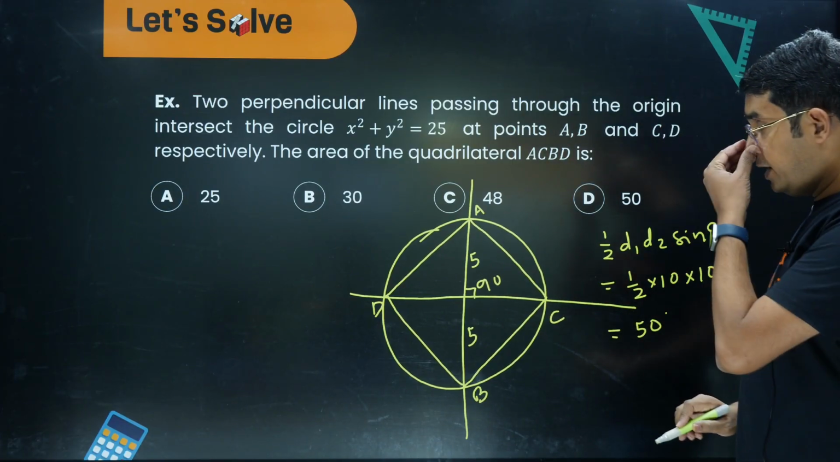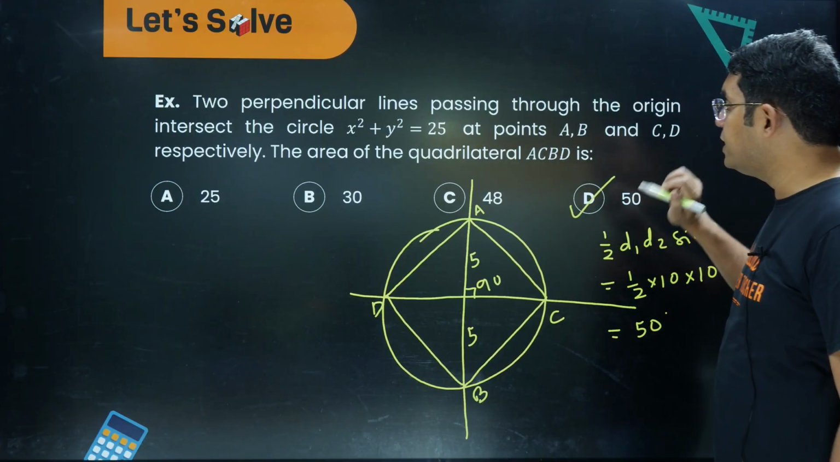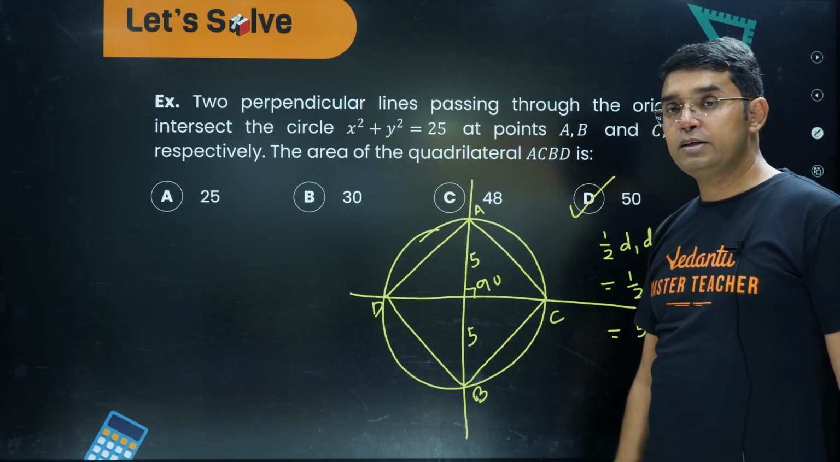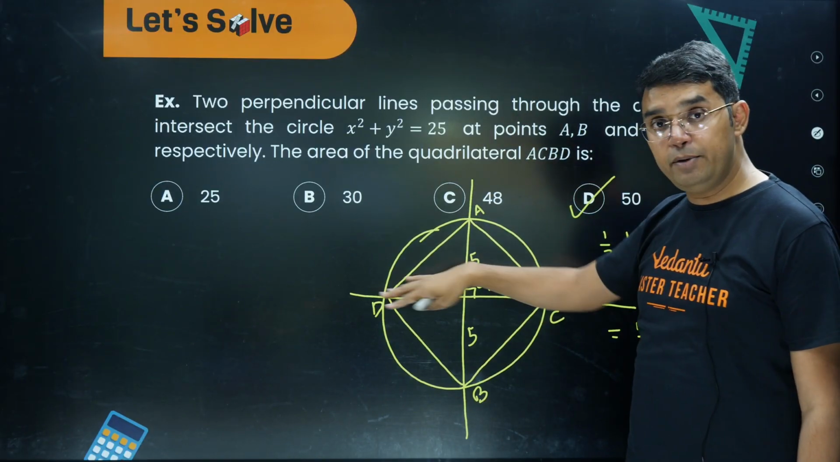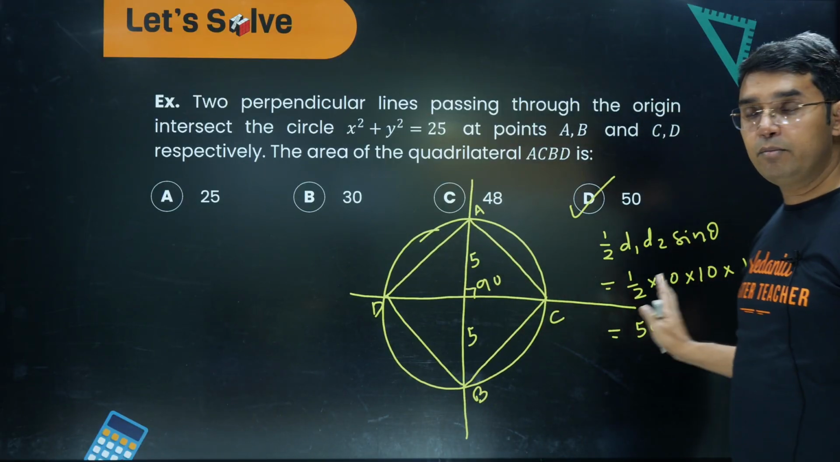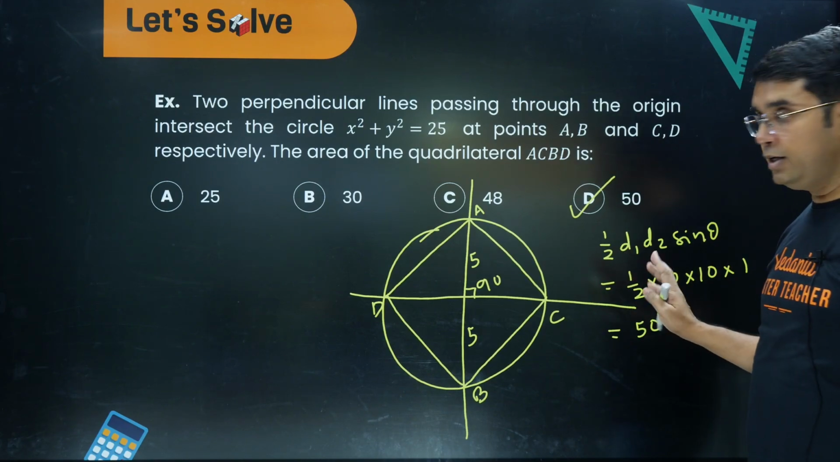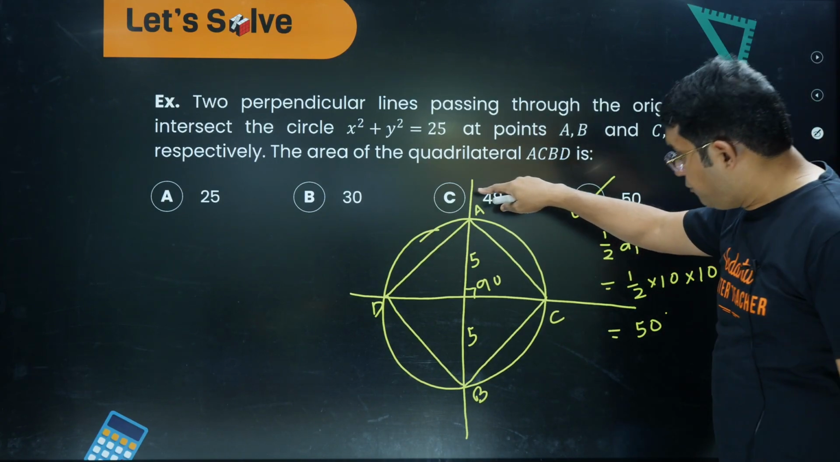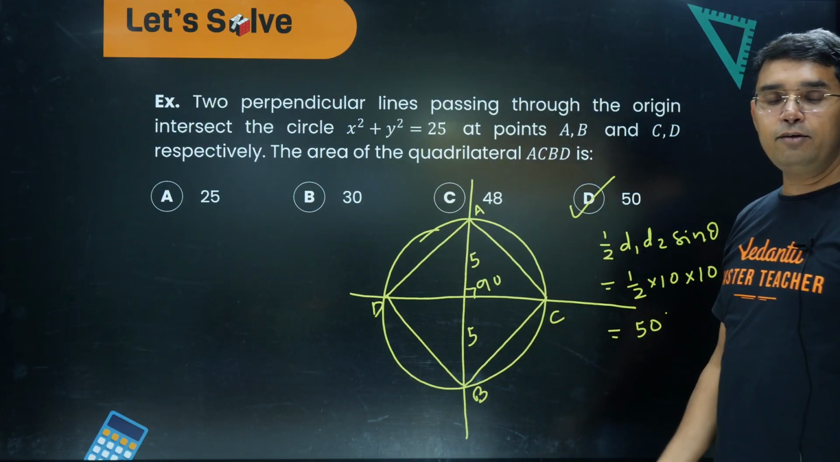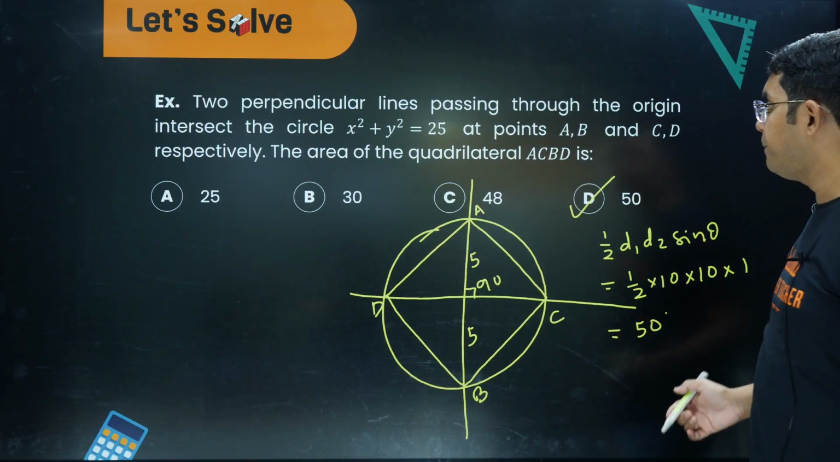So I think this is one very simple question. You just need to understand the center of this circle is origin, and the lines that will be passing through the center have to be diameters, and if two perpendicular diameters are meeting, the area will be given by half d1 d2 sine theta. Okay, if you can find out that it is a square, you may find the sides also, and that way also we can find the area.